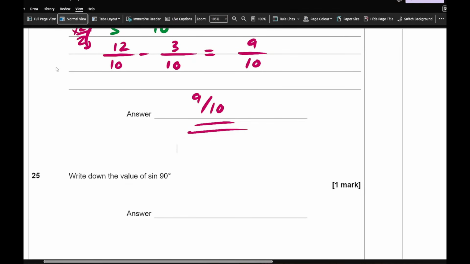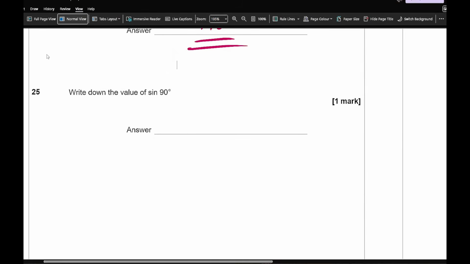Moving on to question 25, it says write down the value of sine 90. Now sine 90, using the exact values of trig, is going to be 1.